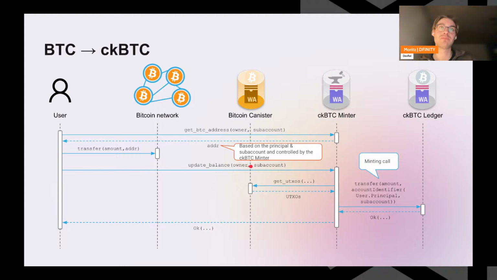So using this owner sub account pair that you provided in the update balance, it again derives the specific address that belongs to this pair, and it calls the get UTXO method on the Bitcoin canister to check, are there UTXOs associated with or owned by this address now? If so, the CKBTC minter knows, yes, you really sent funds to me, to an address that I control, because those addresses belong to the CKBTC minter. So only the CKBTC minter has the authority to control them, to spend them, to do whatever.